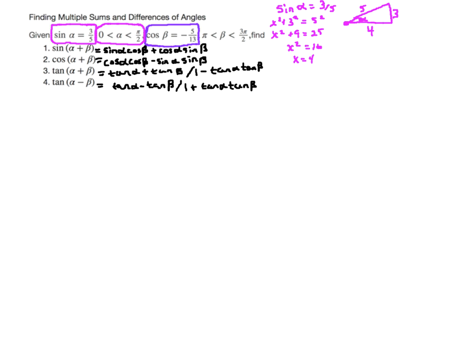Okay, let's do the same thing for the cosine of alpha. The cosine is adjacent over hypotenuse, so the cosine of alpha has to equal 4/5 here.